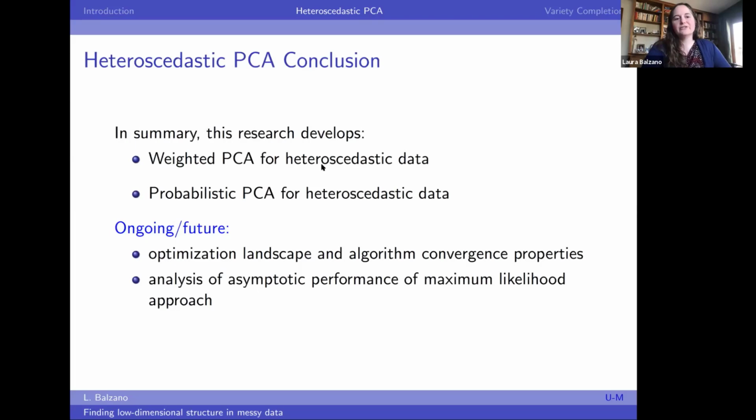Okay, so in conclusion for this part, we talked about a couple of different methods for PCA with heteroskedastic data. And as I mentioned, we're interested in understanding the optimization landscape. It seems nice. We want to be able to say something about it, and perhaps analyze the maximum likelihood approach in the same high dimensional setting.